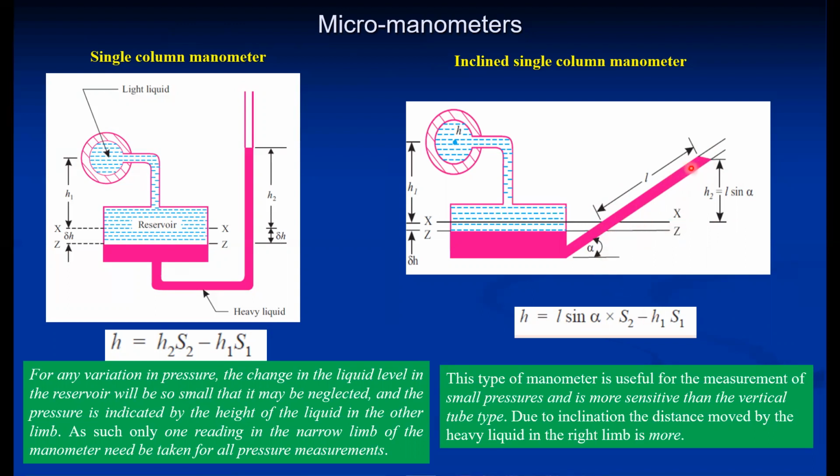So it magnifies that particular reading. That's why this inclined single column manometer is more sensitive than the single column manometer. The same practice can be used for the conventional U-tube manometer as well, in order to increase the sensitivity of that manometer. These are rarely used manometers, that is single column and inclined single column. The inclined manometer is used even in the normal U-tube manometer, in order to increase the sensitivity of the manometer.